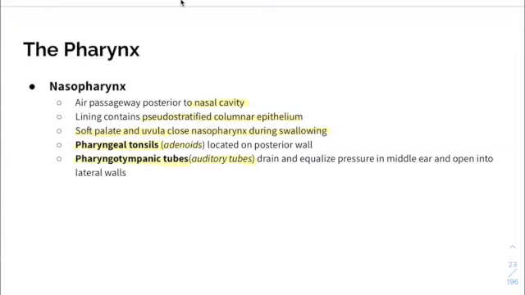Because if you remember from Anatomy 1, you have that exterior auditory canal, then you have that middle ear, and then you have that inner ear. That middle ear will drain, or it's supposed to drain, any extra fluids and kind of keep your equilibrium in that middle ear.